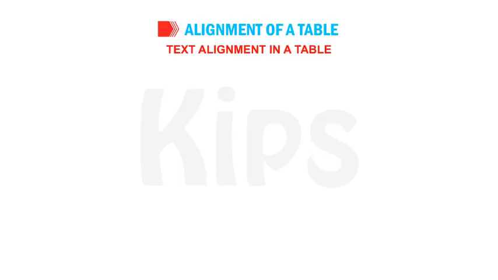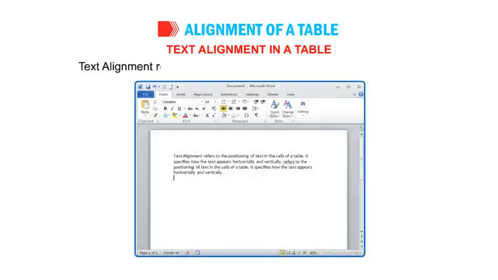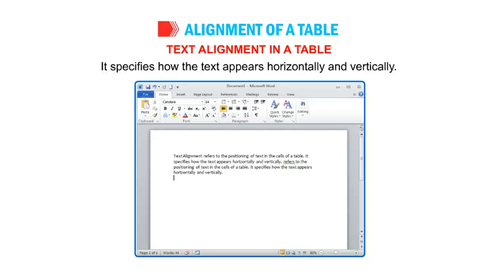Text alignment in a table. Text alignment refers to the positioning of text in the cells of a table. It specifies how the text appears horizontally and vertically.